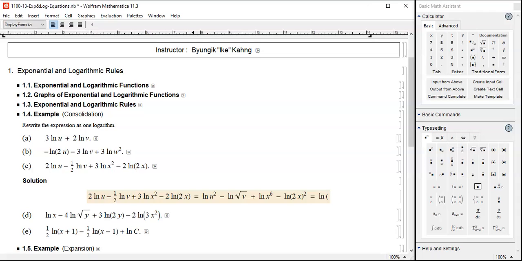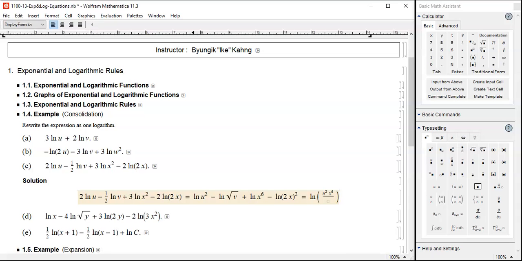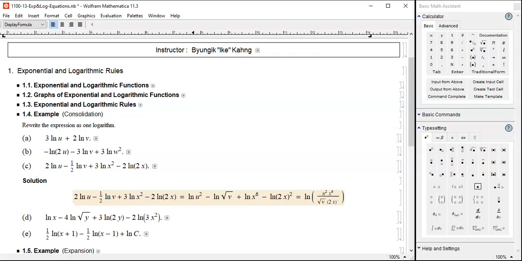Now addition becomes multiplication, so those are the numerators. And then subtraction becomes division, so those are the denominators. So let's deal with additions first. u squared, x to the 6th power. Okay, and then how about the denominator? Square root of v, and then 2x to the 2nd power.